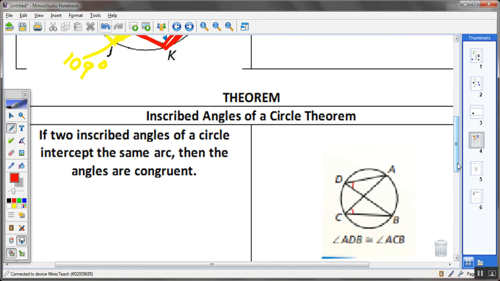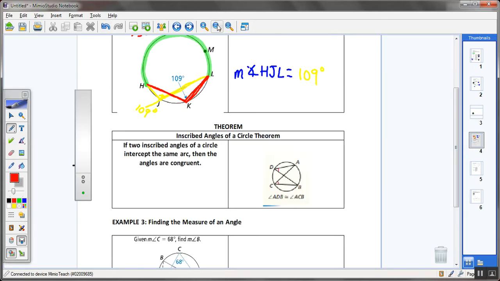Okay, another theorem. This is pretty important. And we kind of just talked about it already. We set up this next theorem. The next theorem is called the Inscribed Angles of a Circle theorem. How about a volunteer to read my definition? If two inscribed angles of a circle intercept the same arc, then the angles are congruent. Isn't that what happened up here? Didn't the yellow angle and the red angle intercept the same green arc up here? Yes.